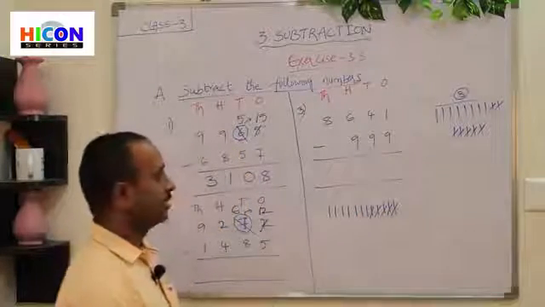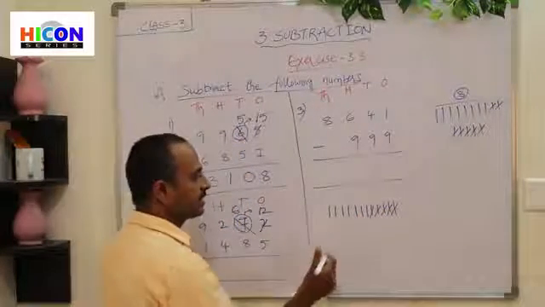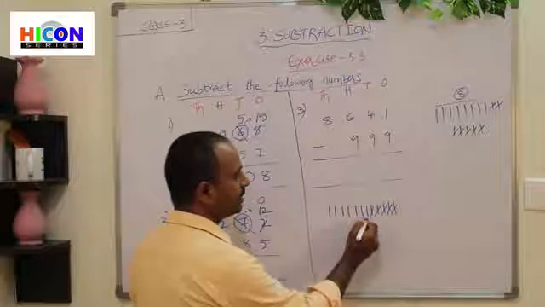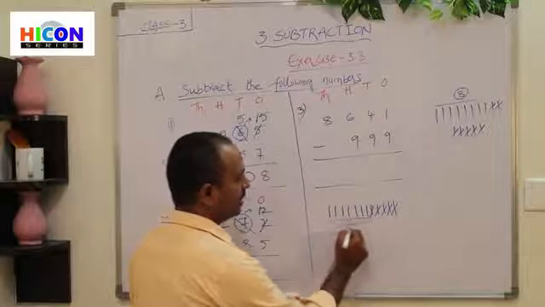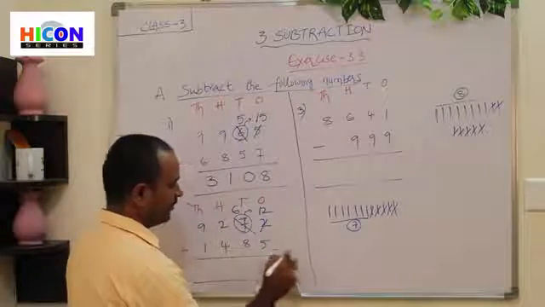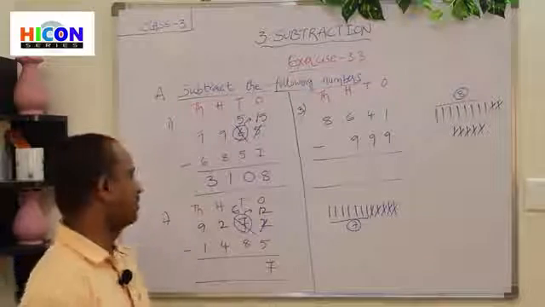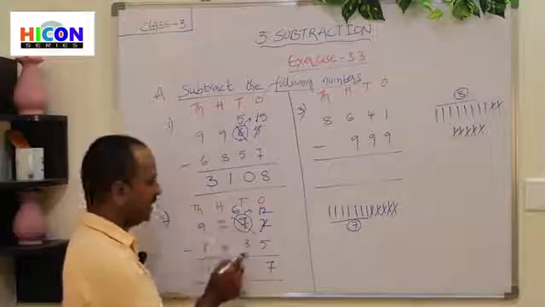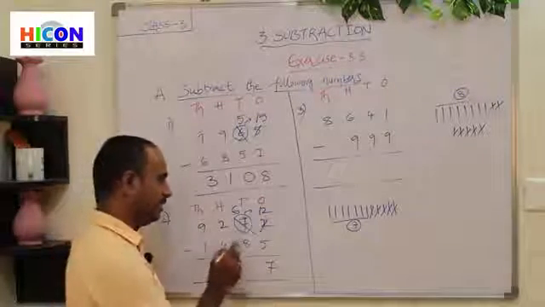So children, count the remaining lines. How many lines are there remaining? 1, 2, 3, 4, 5, 6, 7. So children, there are a total of 7 lines remaining. So write 7 under ones place. Next children, go to tens place. What are the digits present in tens place? 6 and 8. Now subtract 8 from 6.